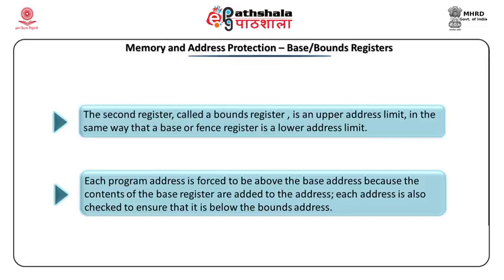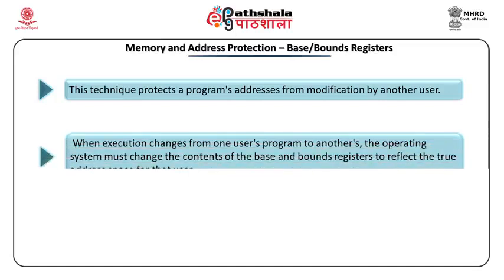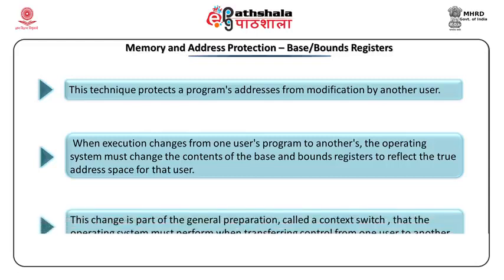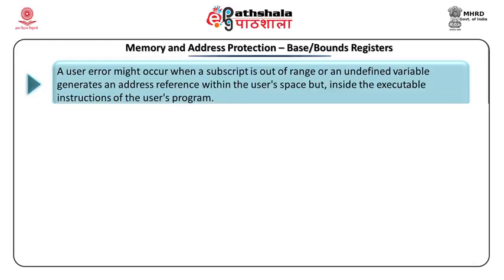Each address is also checked to ensure that it is below the bounds register. So, this technique protects a program's addresses from modification by others. When execution is changed from one user's program to another's, the operating system must change the contents of the base and bounds registers so that the true addresses are reflected. This change is usually called a context switch, which the operating system must perform when transferring control from one user to another.